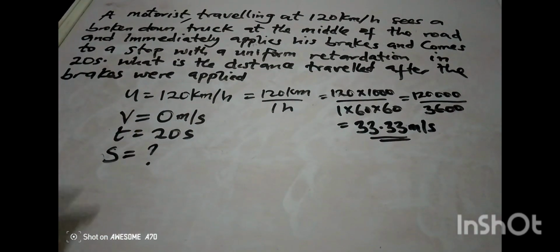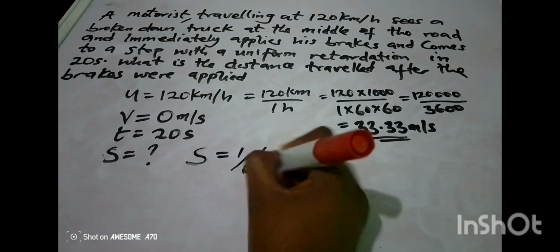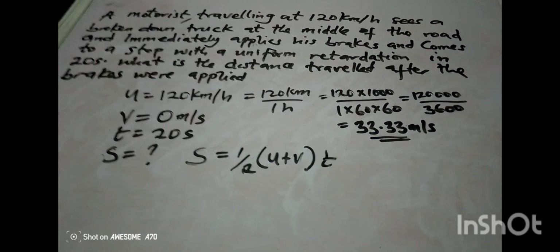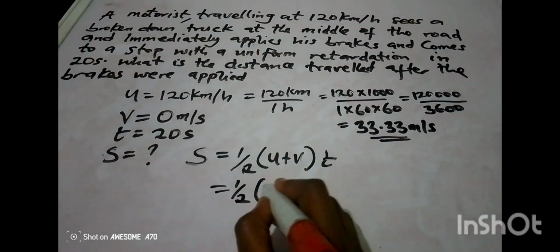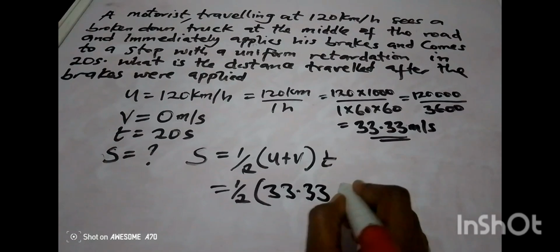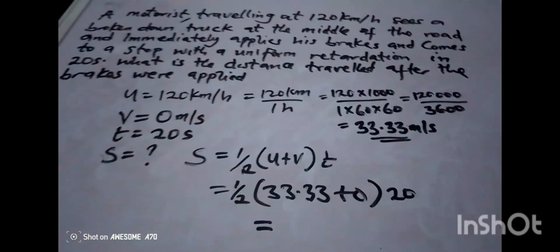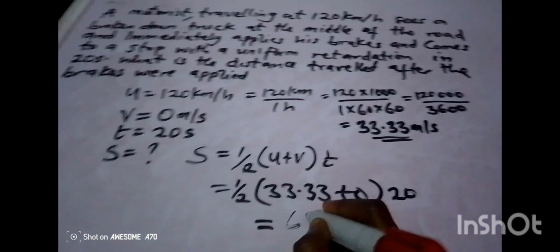So I look at those parameters now: s, v, u, t. We can simply use s equals 1 over 2 into bracket u plus v close bracket t. So when we use that formula, s equals 1 over 2 bracket, what's our u? Our u is 33.33 plus 0, into bracket t, and our t is 20 seconds. So let's quickly press our calculator and get our value now. We multiply 33.33 by 20. So we are going to get 666.67.